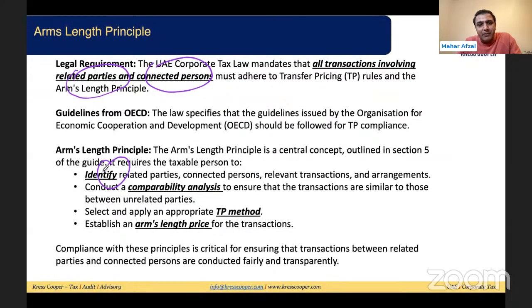Then we need to do the comparability analysis. And after this, we need to apply the TP method, the 5 TP methods. We need to select one out of these. In case any one of the 5 is not suitable, the law allows us, and it has been given in the guide as well, to apply any other recommended method. Then at the end, we need to set the arm's length price. This price would be helpful for a free and fair market value transaction.